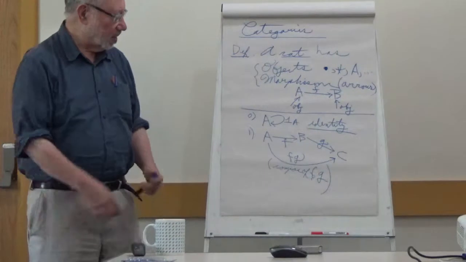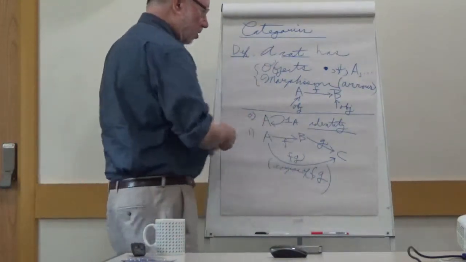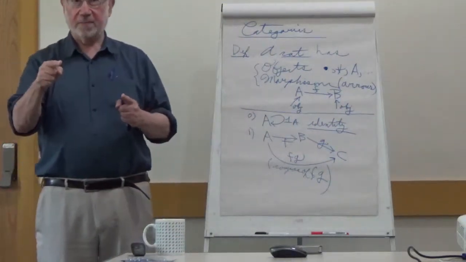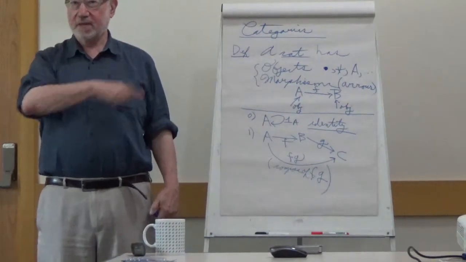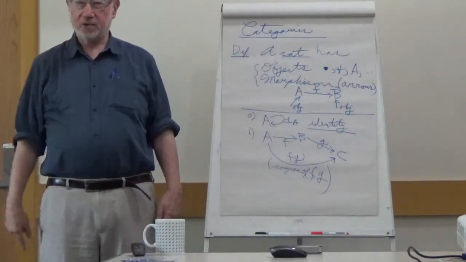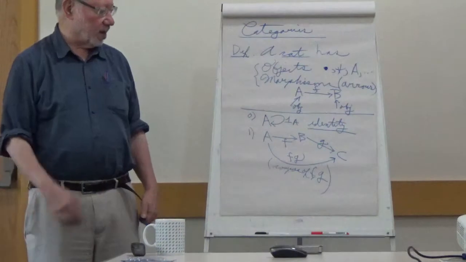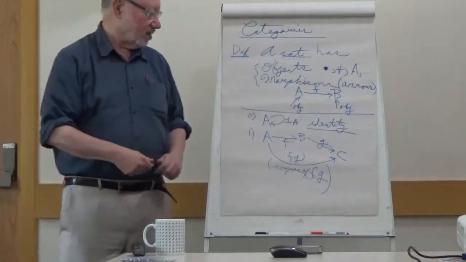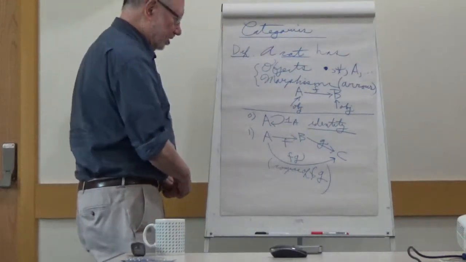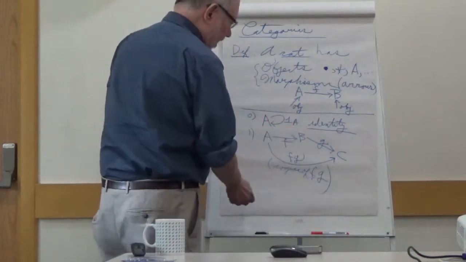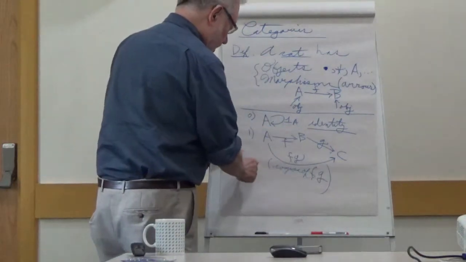All right. So in other words, it says that if you have an arrow from A to B and you have an arrow from B to C, then there is an arrow from A to C. If you think of an arrow as a way of getting from A to B, then of course there would be a way to get from A to C by doing F and then G. The composition.